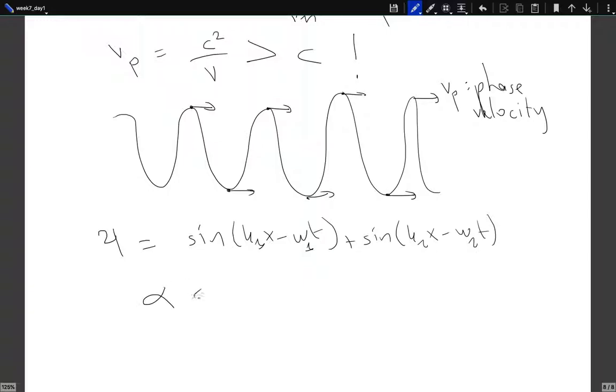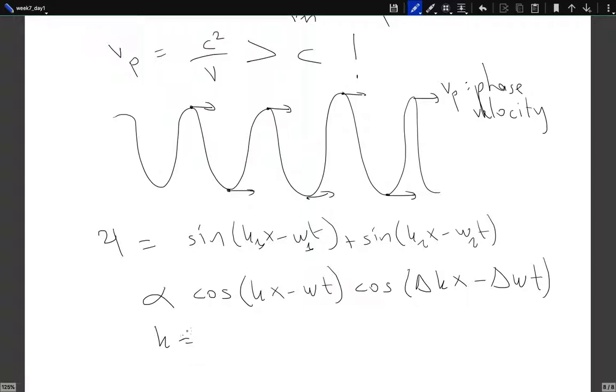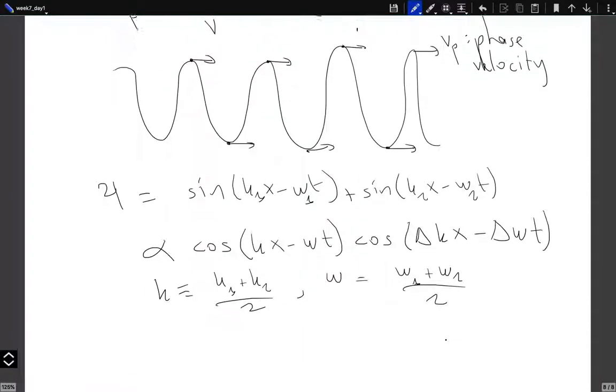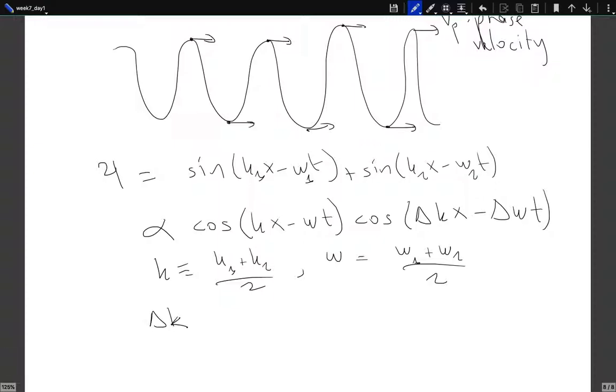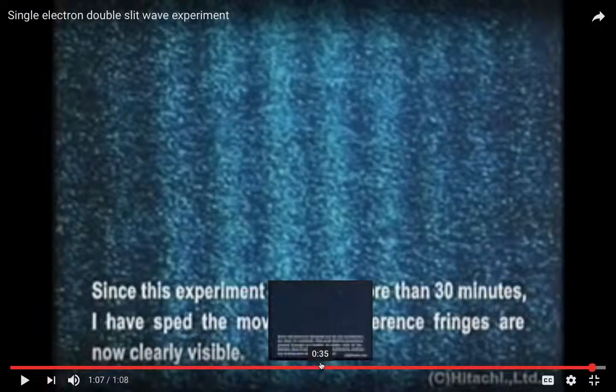If you just sum these waves, what you will get will be cosine of kx minus omega t, multiplied by cosine of delta k x minus delta omega t, where k is defined as their average, omega is the average frequency, delta k is k1 minus k2, and delta omega is omega 1 minus omega 2. Now let's look at what these things are.